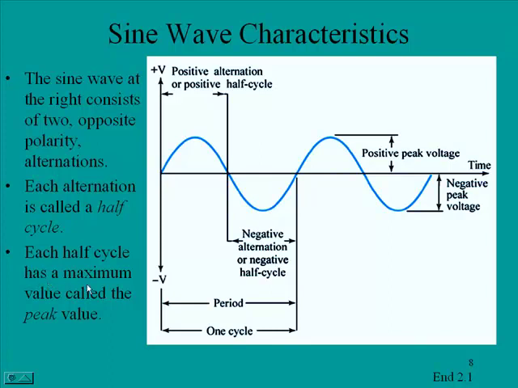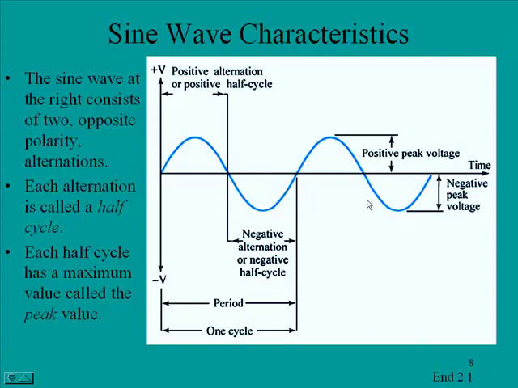Each half cycle has a maximum value called the peak value. And so you'll notice here the flat line in the middle represents 0 volts. So we have a peak value from 0 to this peak, and from the negative going from here to here.